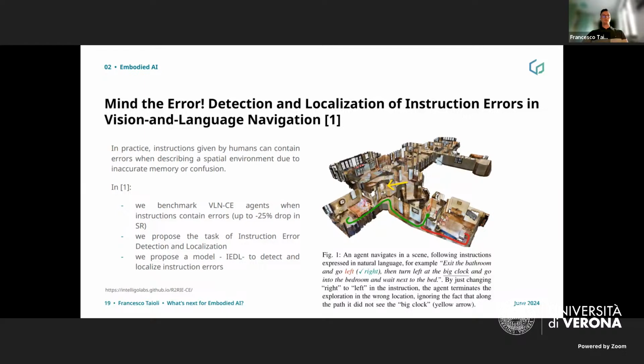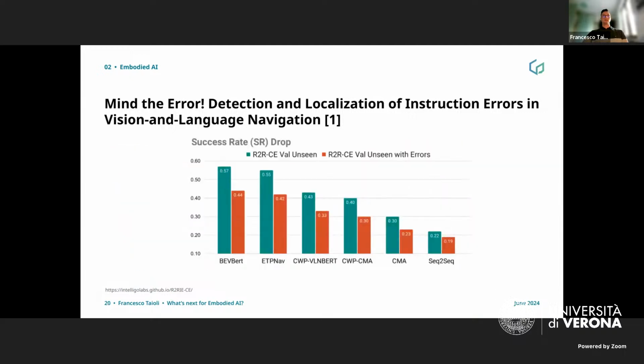In this paper, we benchmark visual language navigation agents in continuous environments, and we found up to a 25% drop in success rate. Okay, so it is a huge drop in my opinion. We proposed the task of instruction error detection and localization, and we also propose a model called IEDL to detect and localize this error.